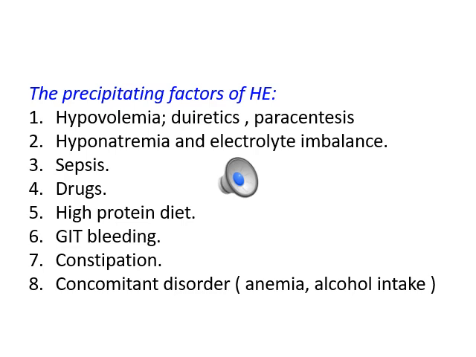The common precipitating factors include hypovolemia from the use of excessive diuresis and or paracentesis, especially without volume replacement with human albumin, hyponatremia and electrolyte imbalance, sepsis due to infection elsewhere in the body, drugs, whether hepatotoxic drugs or some drugs that may affect the brain function itself, like benzodiazepines, high protein diet, GIT bleeding in the form of hematemesis and or melena, constipation, concomitant disorders including anemia, and alcohol intake.